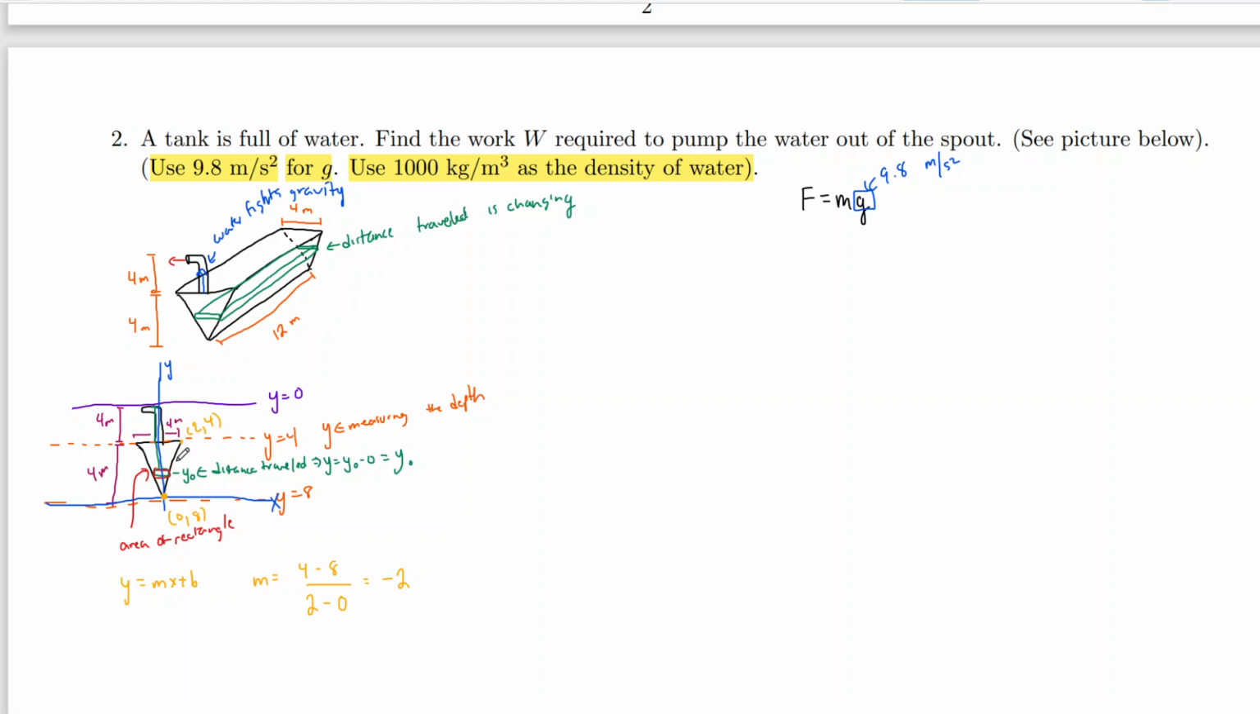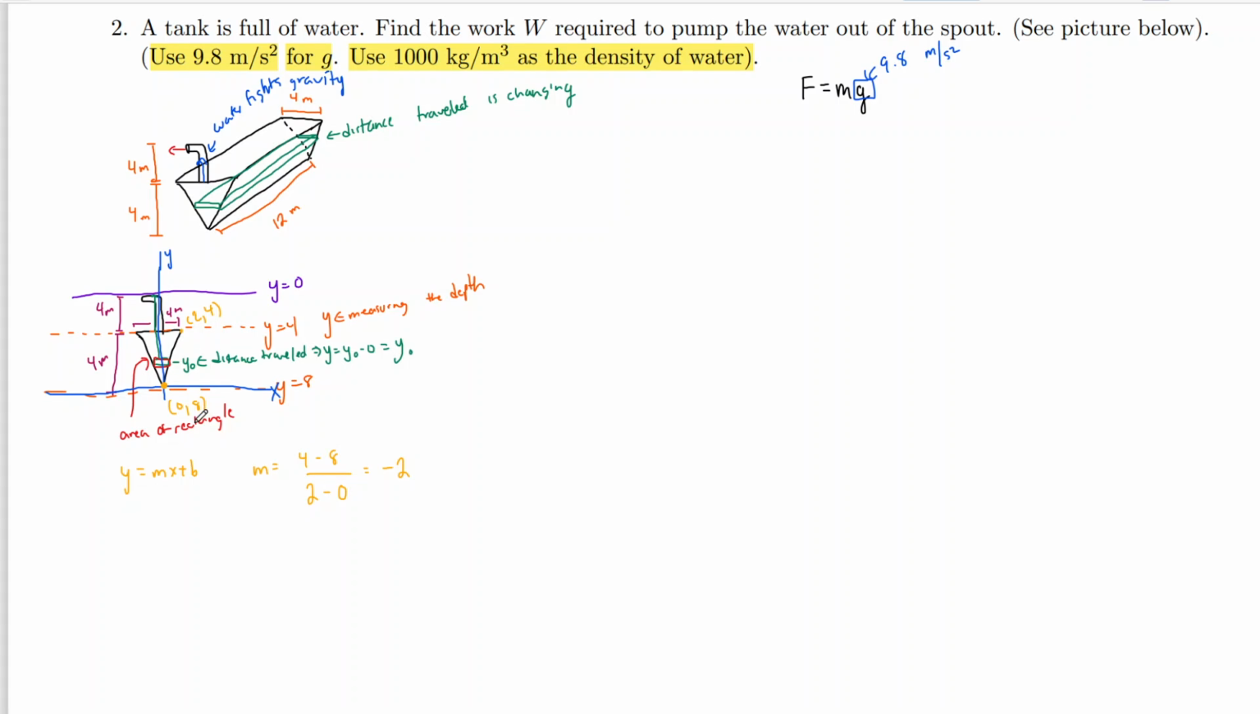Now, if that seems a little weird, it's because, once again, y is going down as we move up, so the slope being negative seems kind of weird. But just know it's because everything's backwards. If you had used y equals 0 to be down here, and you had increased it, then your slope would be positive 2. But there would also be a different formula for the distance traveled and everything else.